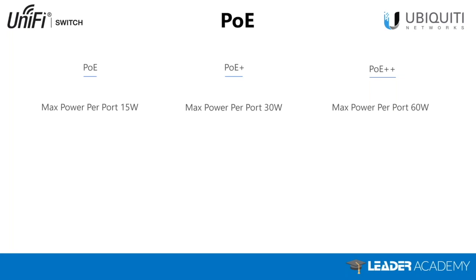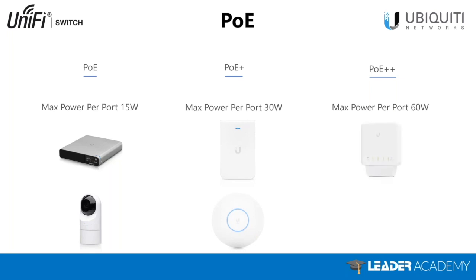Now let's have a look at what sort of devices you could use on those particular ones. With PoE, you can power up things like cloud keys or some of the cameras that are available at the moment. With PoE Plus, things like access points, Wi-Fi 6 access points. And with PoE Plus, you've got things like the Switch Flex, which is an awesome one that can be powered up by PoE Plus, and then actually have PoE throughput to continue to power other devices. We've got a good example of that one there as well.